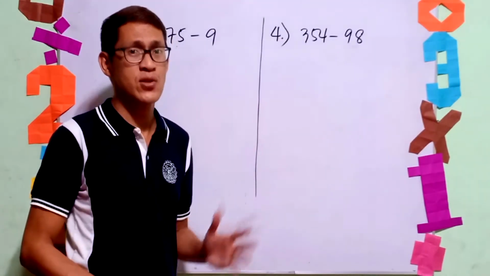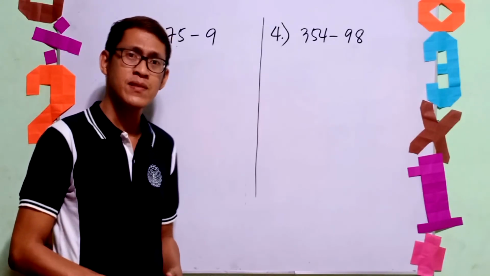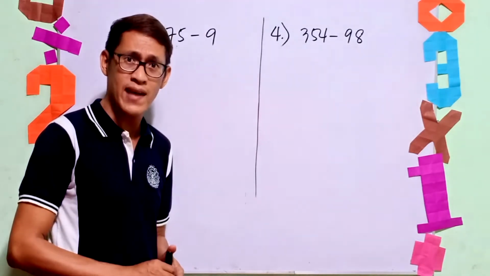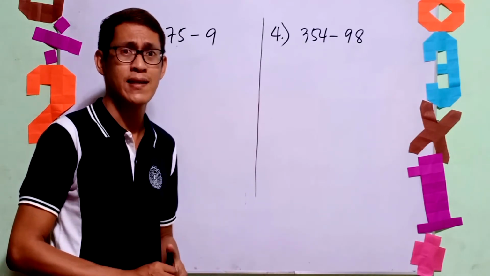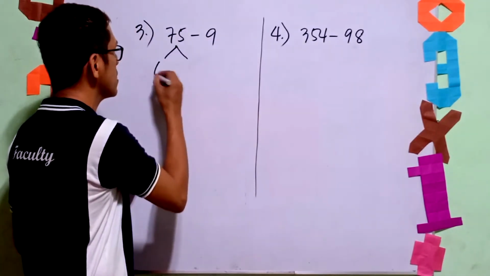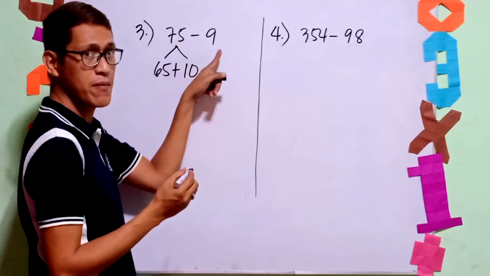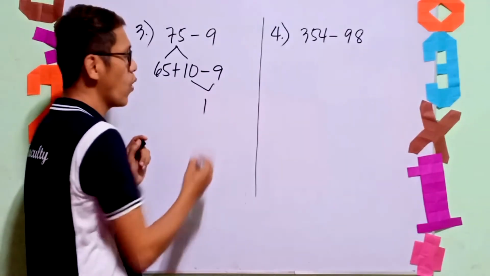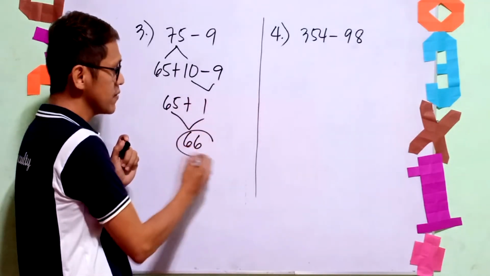Let's go to the next two examples. Let's have number 3, 75 minus 9. If you notice, 9 is closer to 10, right? So it's easy for us to subtract 10 minus 9. So simply get 10 from 75. So we need to split this into 65 plus 10. So instead of subtracting 75 minus 9, you just subtract 10 minus 9. And that will give you 1. Then you can add that now to 65. So our final answer is 66.